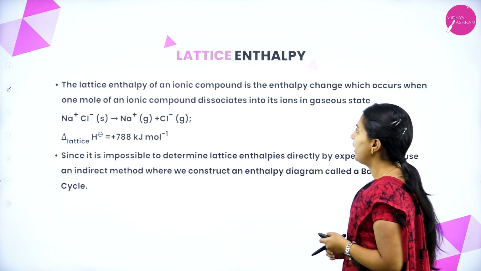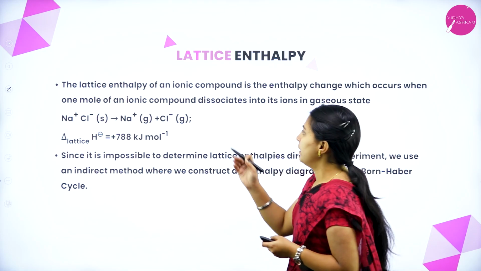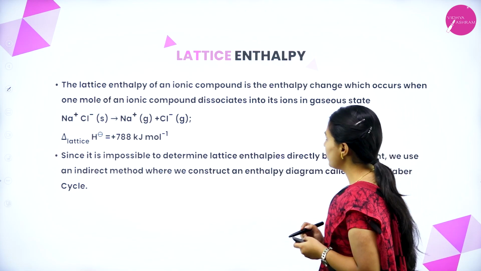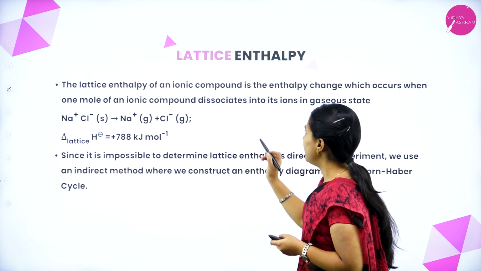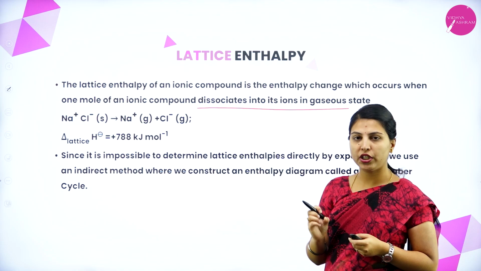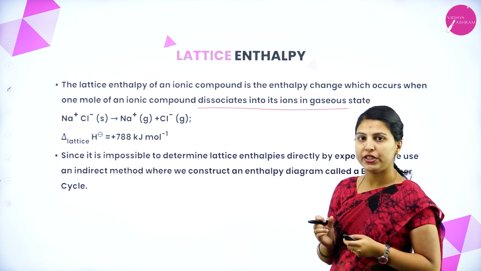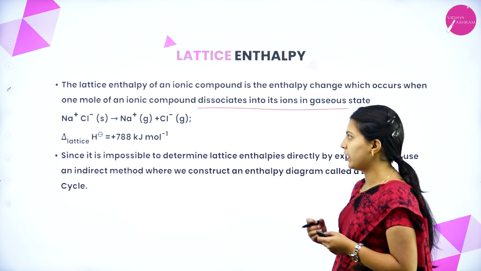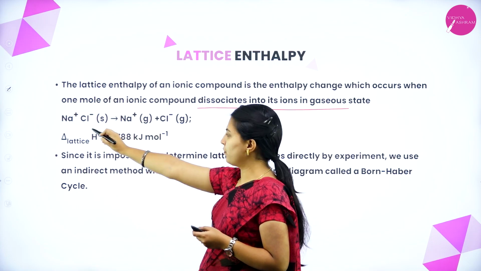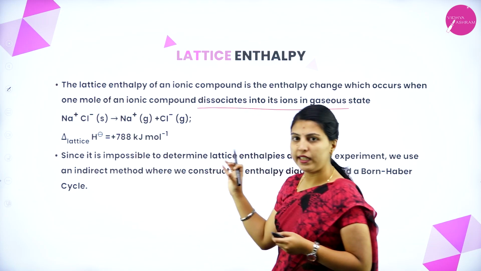First we will see what lattice enthalpy is. Enthalpy means energy, lattice means crystal. So the lattice enthalpy of an ionic compound is the enthalpy change which occurs when 1 mole of an ionic compound dissociates into its ions in the gaseous state. The compound is converted into ions. See here, compound to ion formation in the gaseous state. For the ionic compound NaCl it needs 788 kilojoule per mole, that is the lattice energy.